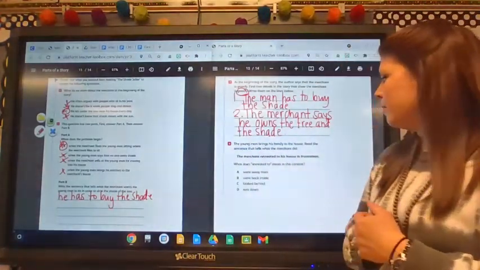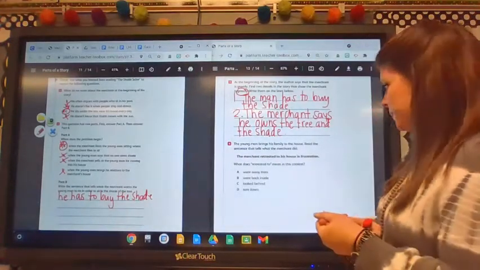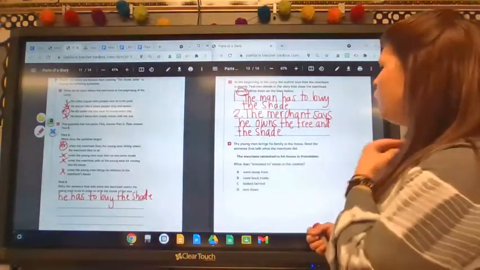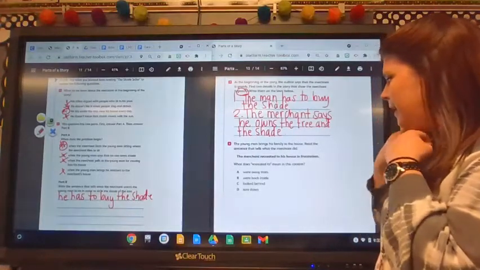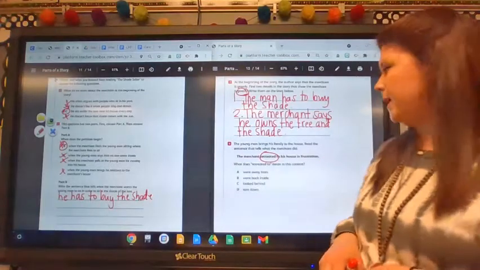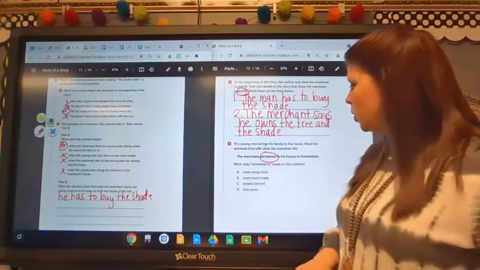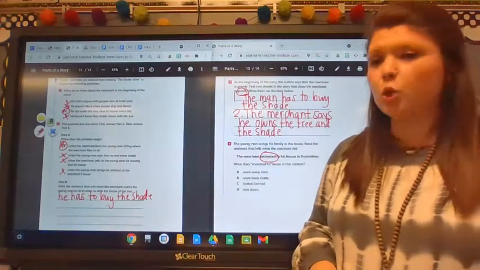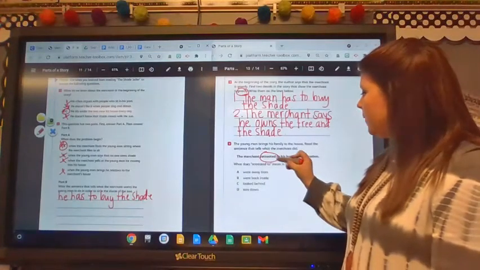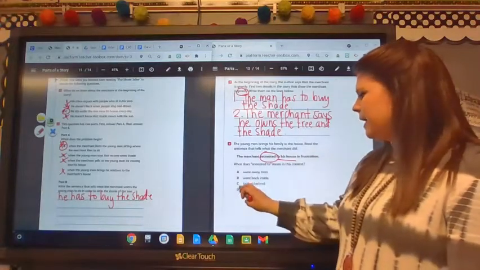Number 4, the young man brings his family to the house. Read the sentence that tells what the merchant did. The merchant retreated to his house in frustration. What does retreated to mean in this context? So we have to use our context clues to figure out the meaning of this word. Went away from, went back inside, looked behind, tore down. The merchant retreated to his house in frustration. So I see the words to his house. So I know that he didn't tear his house.